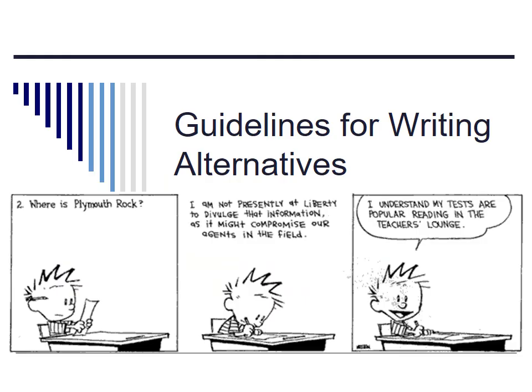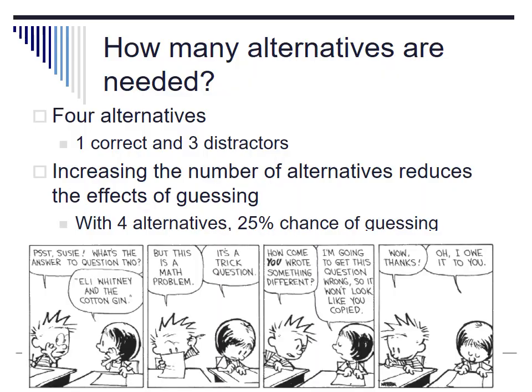So let's talk a little bit more about the guideline for writing these alternatives. And again, this isn't the questions themselves, these are the response options. So how many alternatives are needed? 4 alternatives are generally what has been found to work the best, and it's what we see most often. The reason for this is basically best practices and a little bit of science.